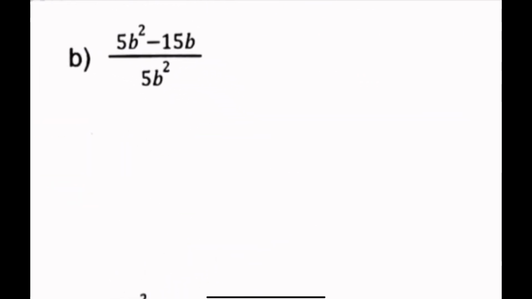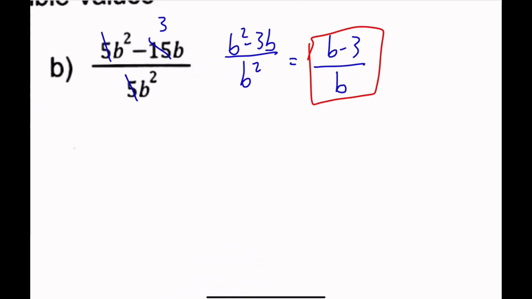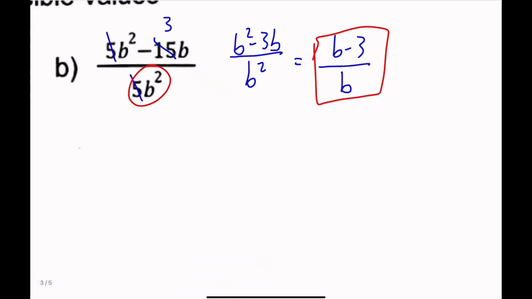For number b, 5b squared minus 15b over 5b squared. First of all, you see 5s everywhere, right? So you can take the 5 out, take the 5 out, and this becomes 3. So it's b squared minus 3b over b squared. This equals b minus 3 over b. And so this is the simplified version. And if you want the non-permissible values, then 5b squared just can't be 0. That means b cannot be 0. So that is our restriction.